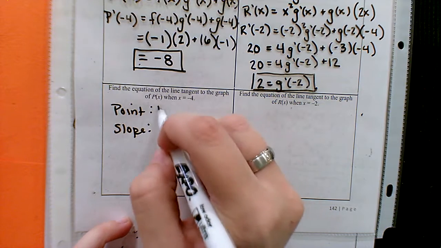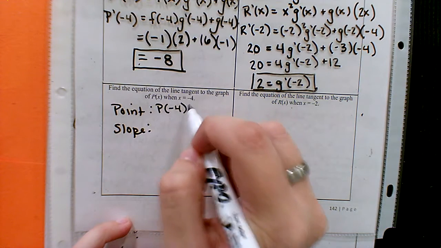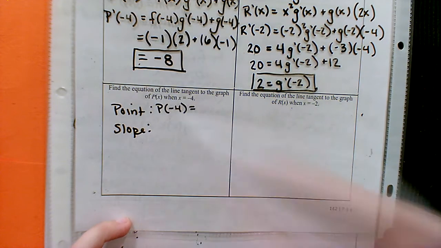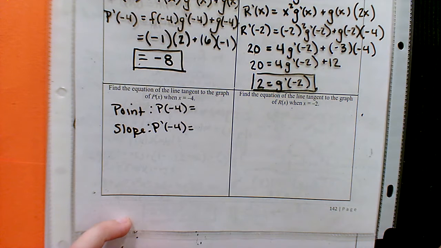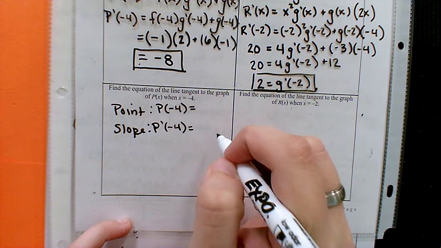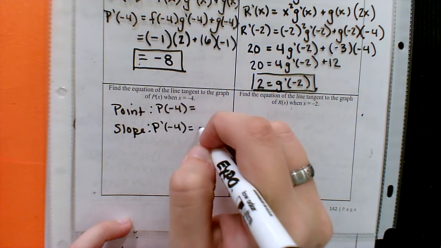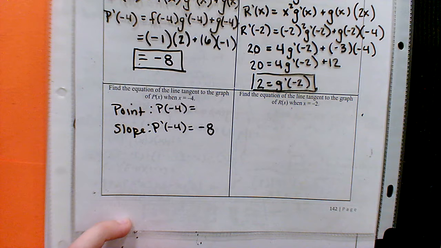All right, so we need to plug negative 4 into the original P equation, and we have to plug negative 4 into the derivative of the P equation. Do we already know one of those values? Didn't we do something like that above? Yeah? Negative 8. There you go. So there's our slope, okay? But we do have to figure out the point value.